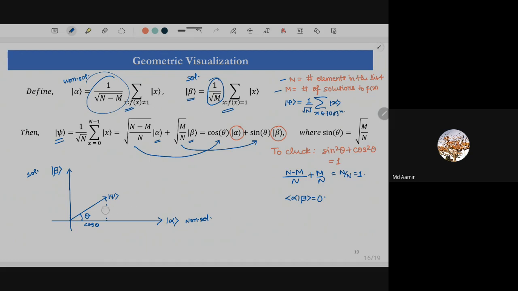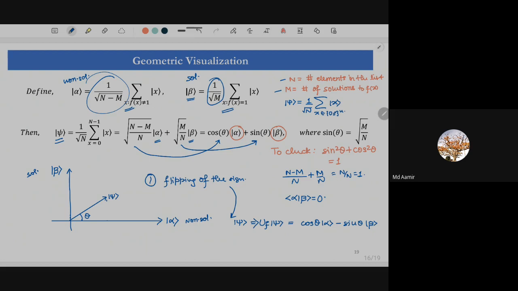Yes, so we have these things cos theta, sin theta, and whatever we have. The first step we had is the flipping of the sign. So flipping of the sign means here that if we perform the flipping of the sign, let's say U_f on the psi, what we should get is cos theta alpha minus sine theta beta.